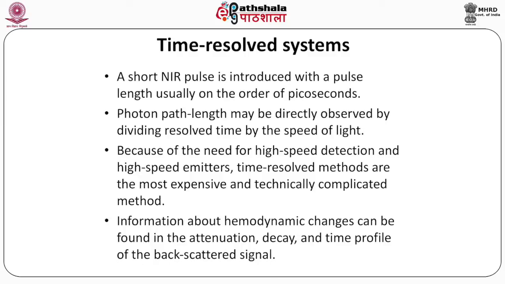First, the time resolved system. A short near infrared pulse is introduced, with a pulse length usually on the order of picoseconds. Photon path length may be directly observed by dividing the resolved time by the speed of light. Because of the need for high speed detection and high speed emitters, time resolved methods are the most expensive and technically complicated. Information about hemodynamic changes can be found in the attenuation, decay and time profile of the backscattered signal. So the resolution of this system is time based.